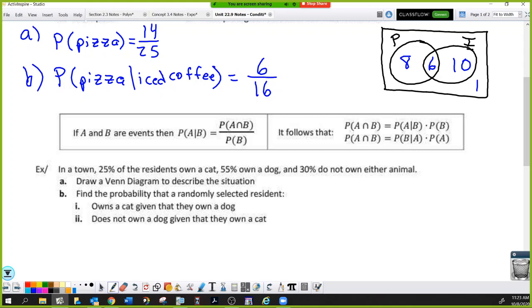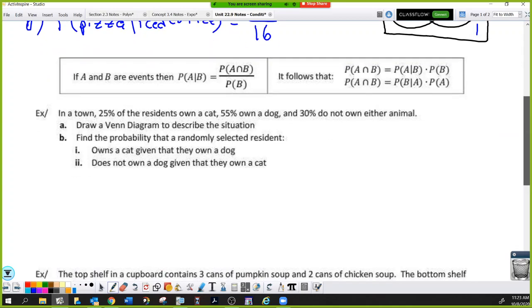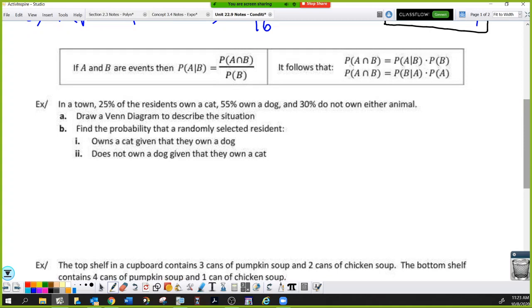Just doing some basic algebra and manipulating the formula. So the book only gives us the one formula, the probability of A given B. But of course, this also could have said the probability of B given A, and it would still be the probability of A intersect B, but now we divide it by the probability of A.